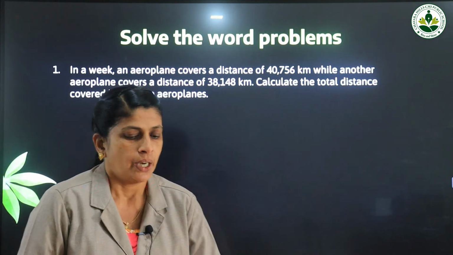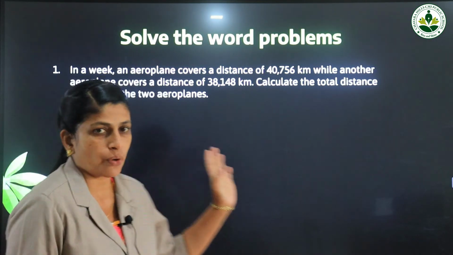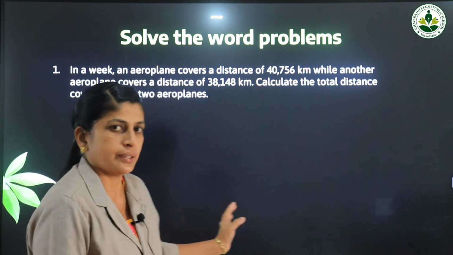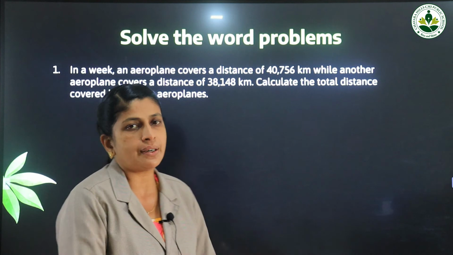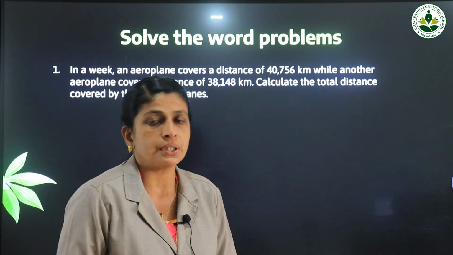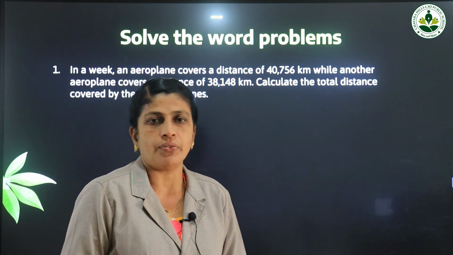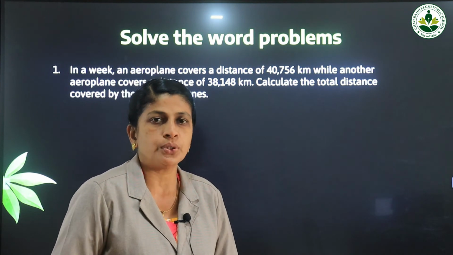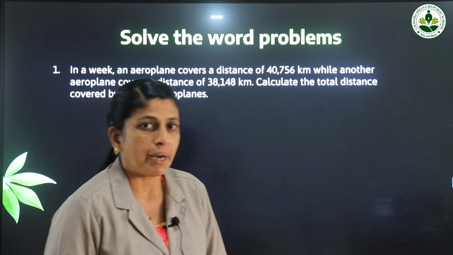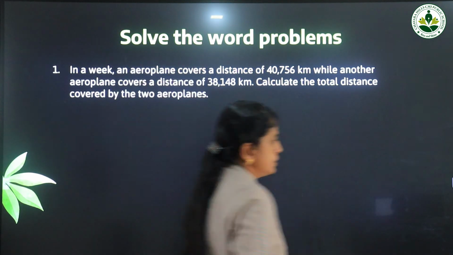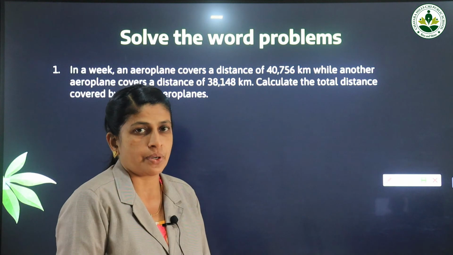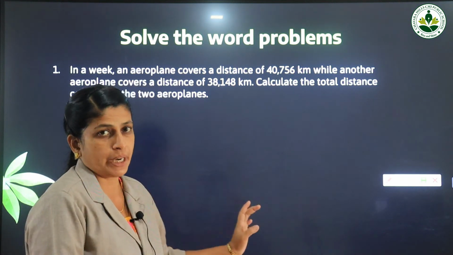Okay, it's given that there are two aeroplanes, and the distance covered by the two aeroplanes in a week. We have to find out the total distance covered by both the aeroplanes. Therefore, what should we do? We have to solve the problem by adding. To solve a word problem, first we need to write the steps by using the given information.